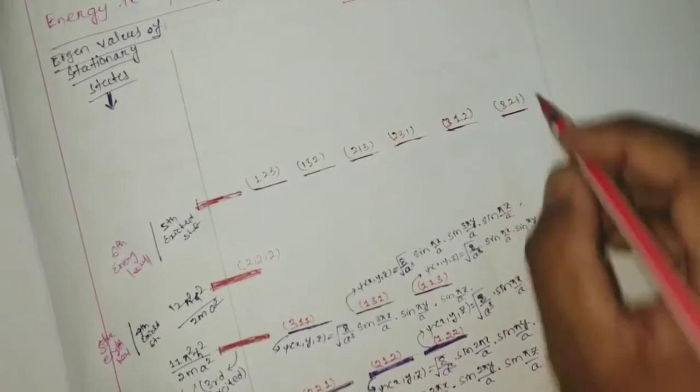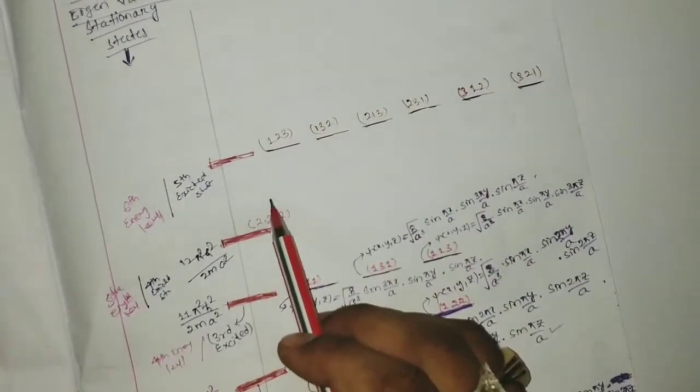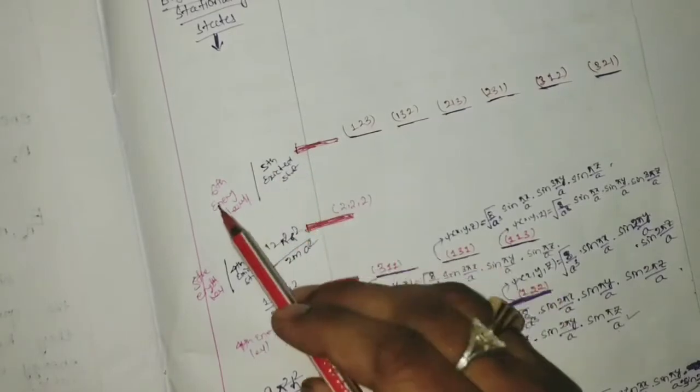The combinations are 1, 2, 3; 1, 3, 2; 2, 1, 3; 2, 3, 1; 3, 1, 2; and 3, 2, 1. So this is the 6-fold degeneracy of the fifth excited state or sixth energy level.